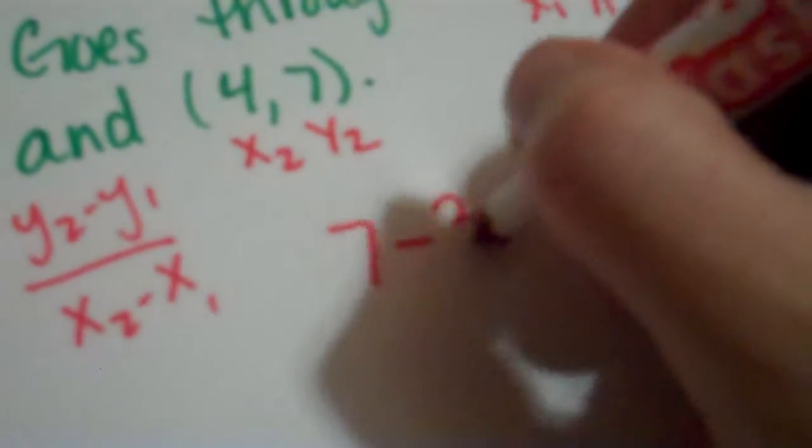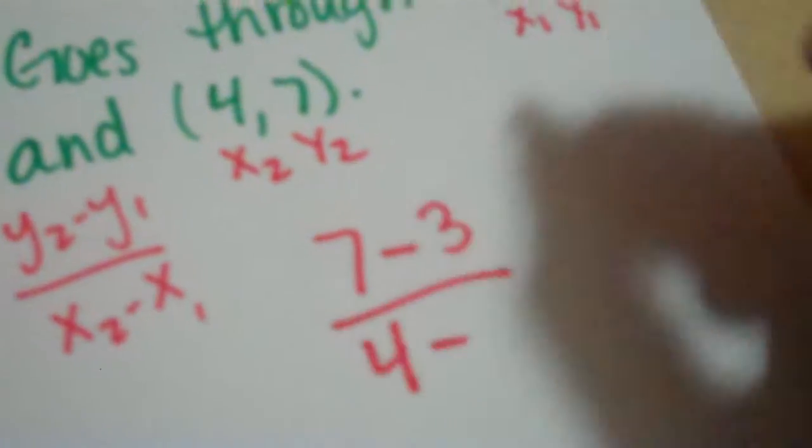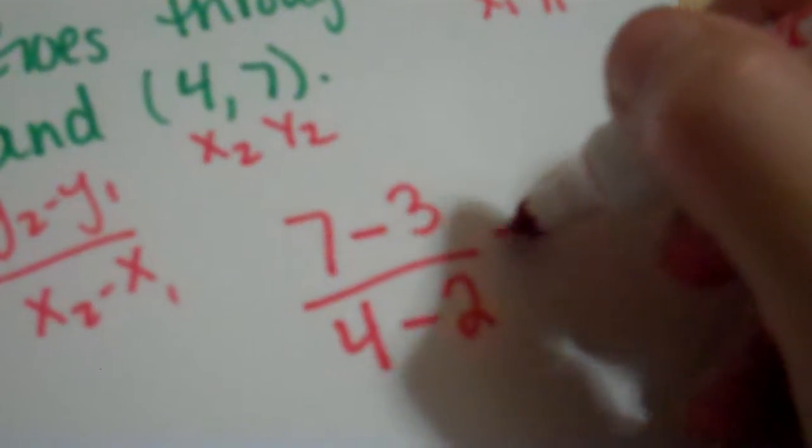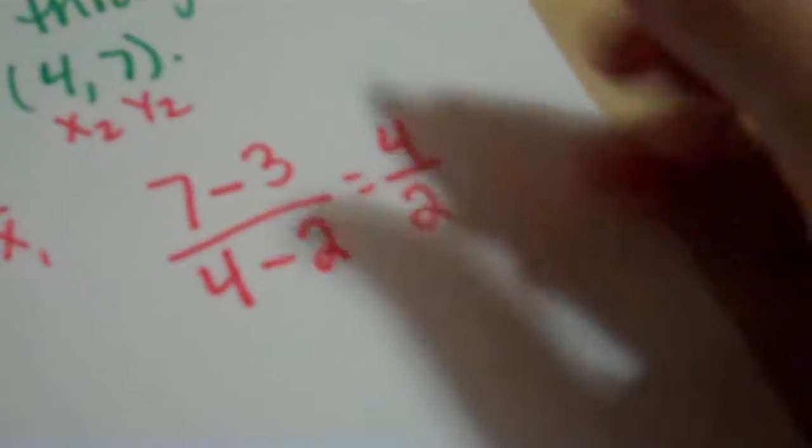So y2 is 7 minus y1 is 3 over x2 is 4 minus x1 is 2. So 7 minus 3 is 4. 4 minus 2 is 2. And then what some of y'all weren't doing, and I need to make sure you're doing, is you need to divide this. 4 divided by 2 is 2.